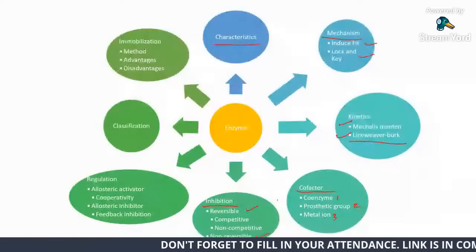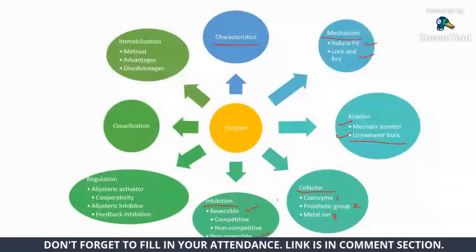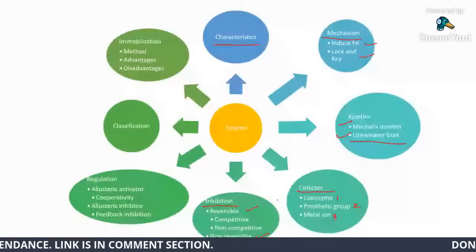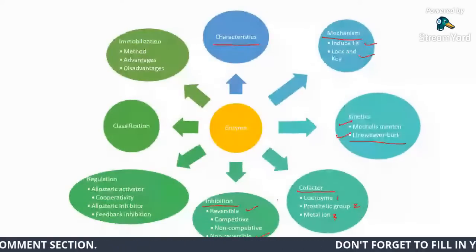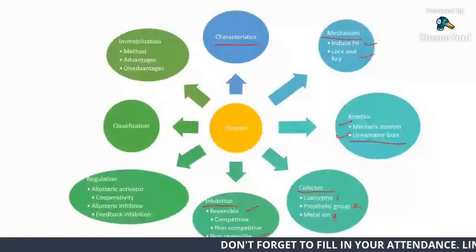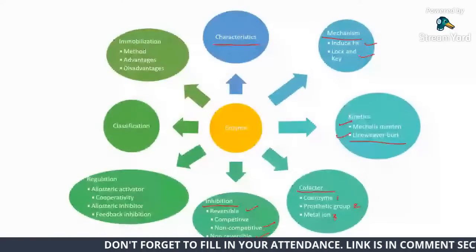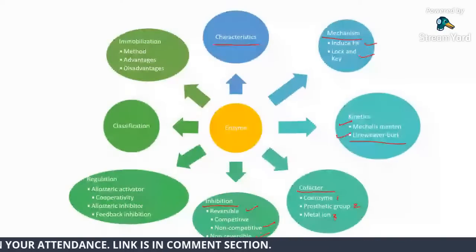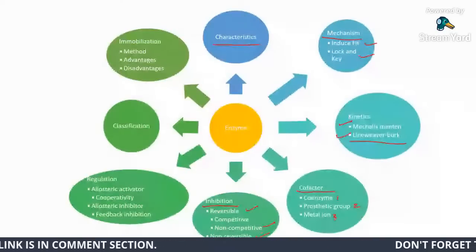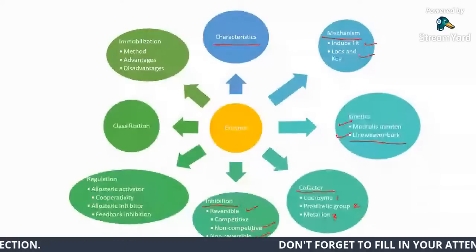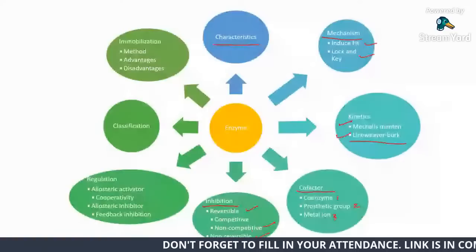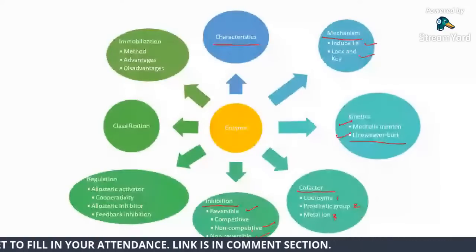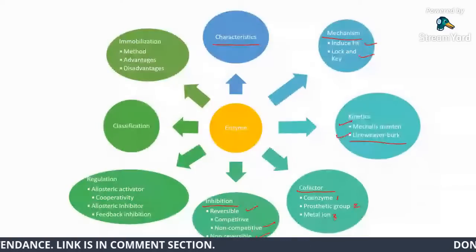In competitive inhibition, the inhibitor is similar to the original substrate, so it competes for the active site. However, in non-competitive inhibition, the inhibitor is not competing for the active site, but it binds to the allosteric site, and then it changes the conformation of the active site. So basically, competitive inhibition can be overcome by adding more substrate. However, non-competitive inhibition cannot be overcome.